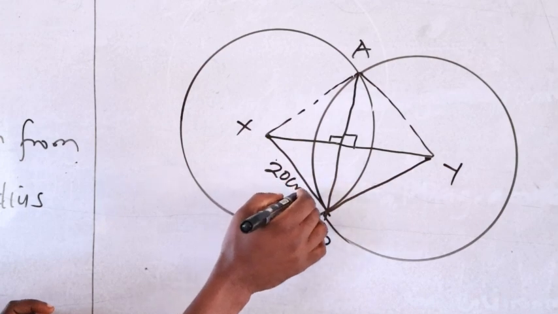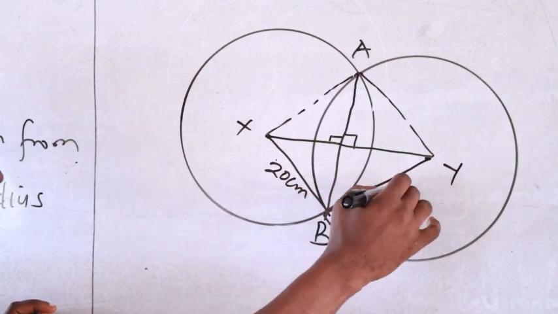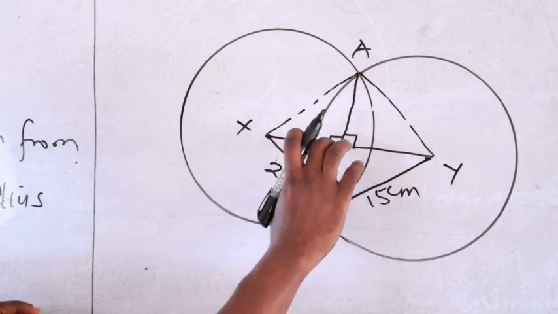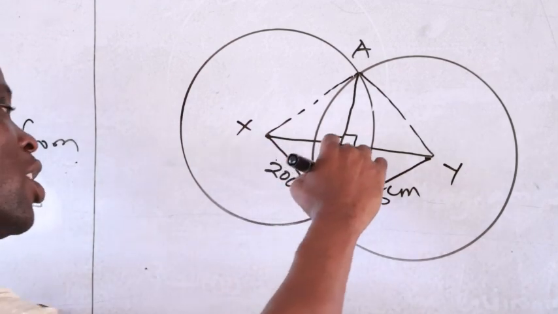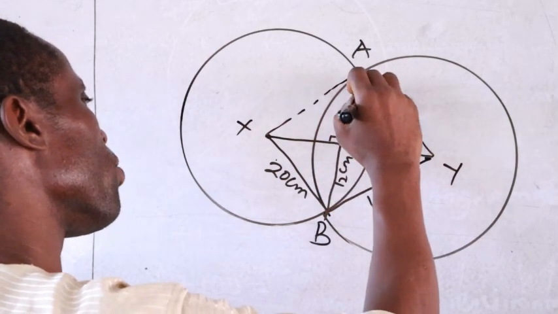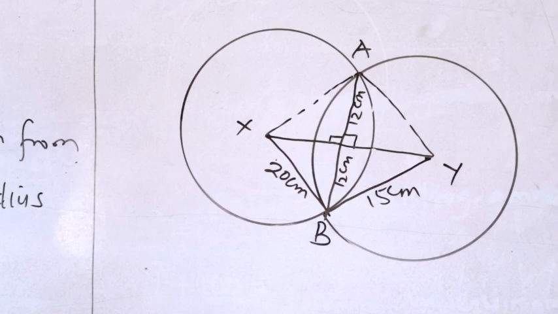20. What about the second one? 15. Now, we have been given that AB is 24. Then this length is 12. This one is 12, and this one too is 12. Now, what are we trying to calculate in this question? We now want to find the distance between the two centers.